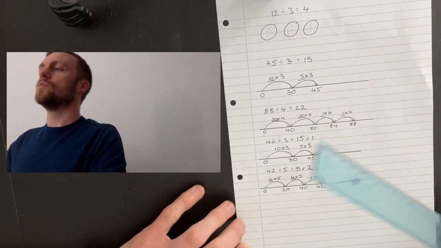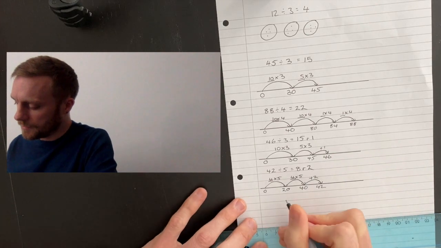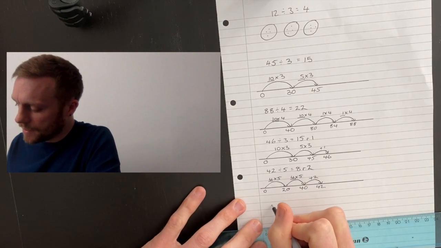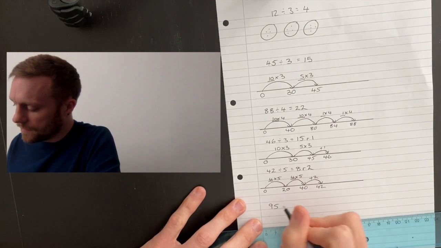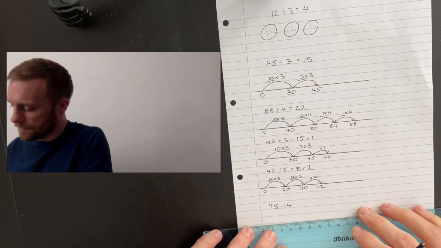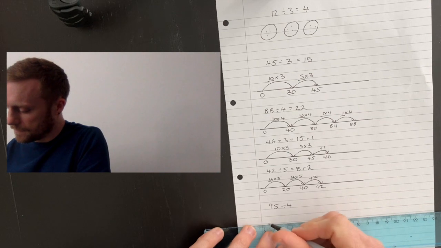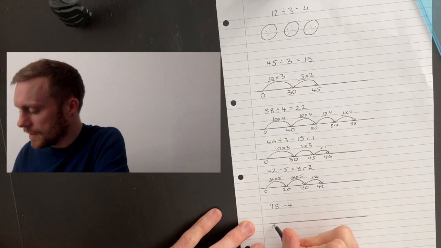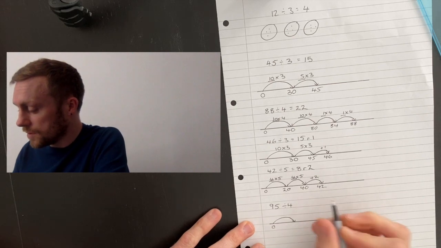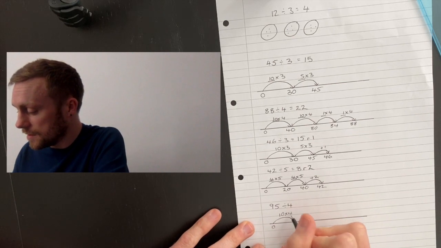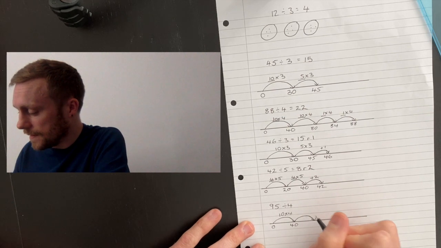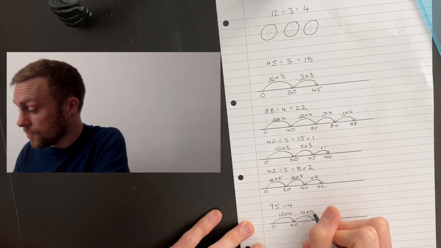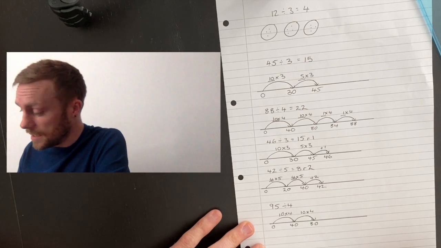Alright, so we'll just do one more. So I'm going to do quite a large number now. I'm going to do 95. I'm going to divide that by 4. So I'm going to start on 0. First of all, I'm going to do 10 4s because I know this is bigger than 40, which is going to take me to 40. I'm going to go up another 10 4s because I know that's going to take me to 80.